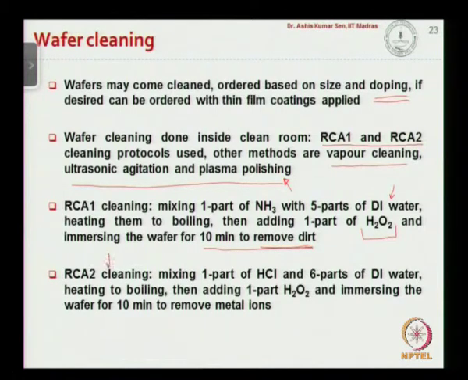Then we go for the RCA2 cleaning procedure, where we mix 1 part of HCl with 6 parts of DI water, heat them to boiling, and then add 1 part of hydrogen peroxide. So here we are using ammonia, here we are using hydrogen chloride, and then immerse the wafer for 10 minutes to remove the metal ions. So the purpose of RCA1 cleaning is to remove the dirt, and the purpose of RCA2 cleaning is to remove the metal ions.